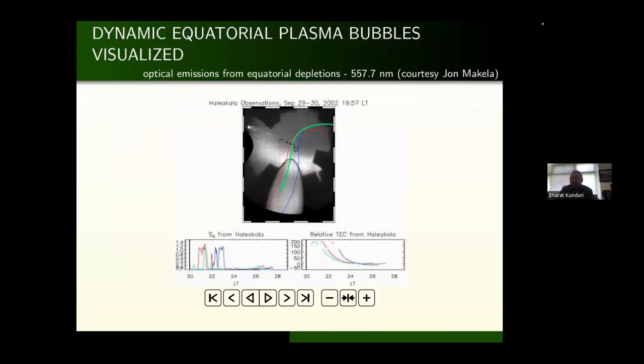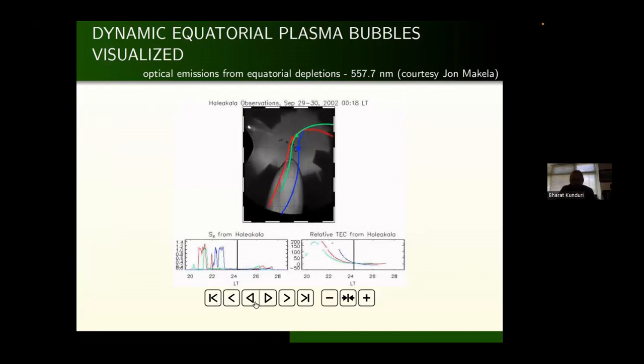This is an animation from John Makela with an all-sky camera in Hawaii. And you're looking at emissions from a 557 line. Where it's bright, there are electrons, and where it's dark, there are no electrons. So when one plays this animation, you see these dark features come up. And these are these equatorial plasma bubbles, the regions of very low electron density. And you can also see that they're highly structured, relatively speaking, with bifurcations and things coming out of the sides.